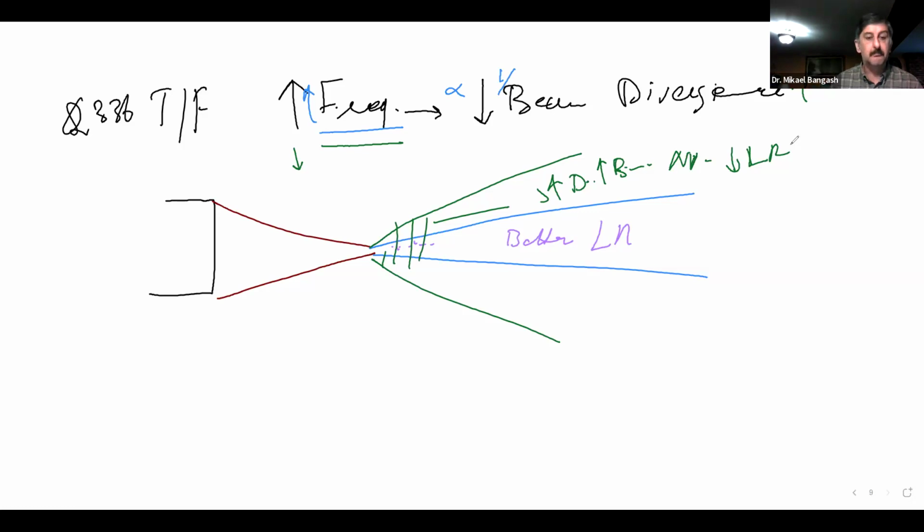Did that make sense? Yes. So again, one of the main reasons high frequency transducers are ideal for diagnostic imaging.